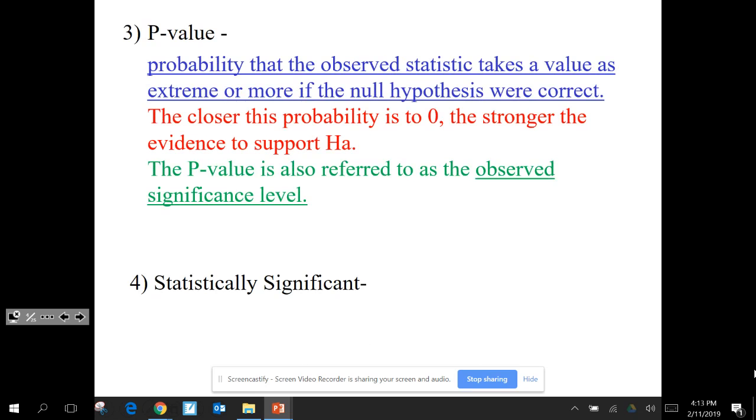P-value. This is kind of a complicated idea. All it is, though, is the chance, the probability, that the observed statistic took on a value as extreme or more if the null hypothesis was right. The closer this probability is to zero, the stronger the evidence for the alternative hypothesis. This is also called the observed significance level.